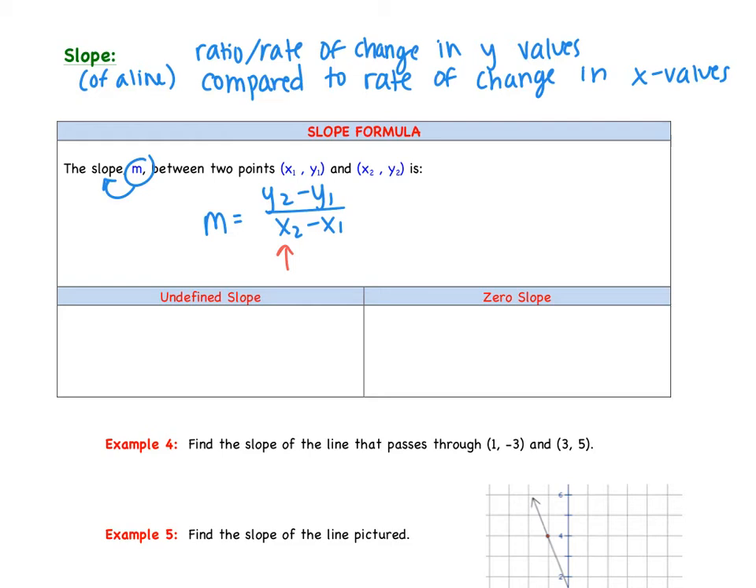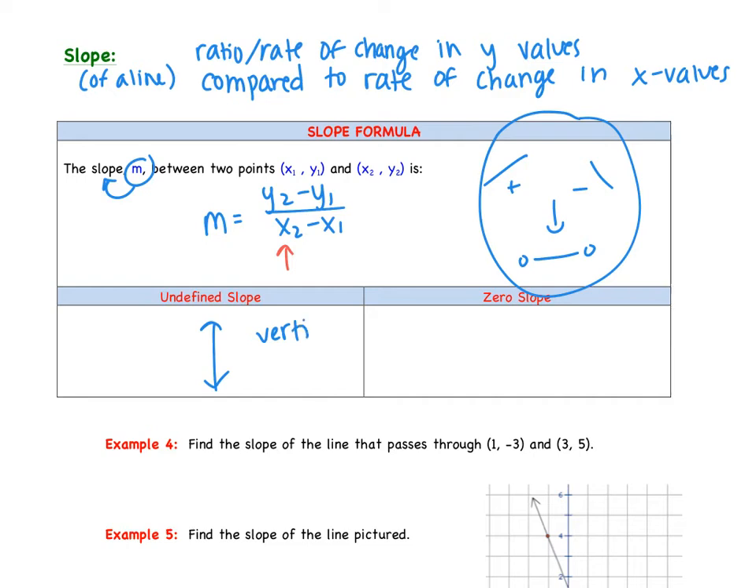Now, we need to be able to identify positive slope, negative slope, undefined slope, zero slope. So I'm going to show us how to do that. Positive slope, you should remember, is rising. Negative slope is falling. Those two I don't think are too bad. Where we tend to have mistakes is undefined and zero. So I like to think of this like a face. Our nose is undefined slope, and our mouth is zero slope. So an undefined slope is going to be a vertical line. Our zero slope is going to be a horizontal line.